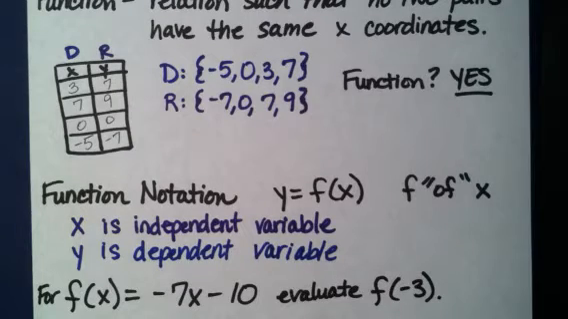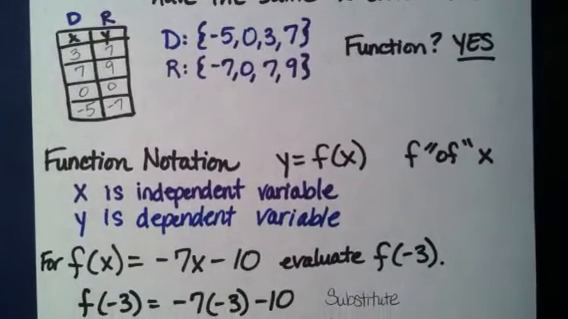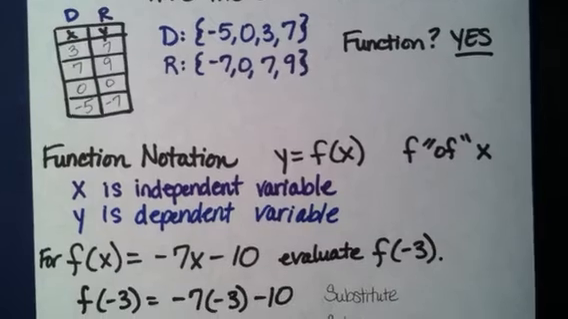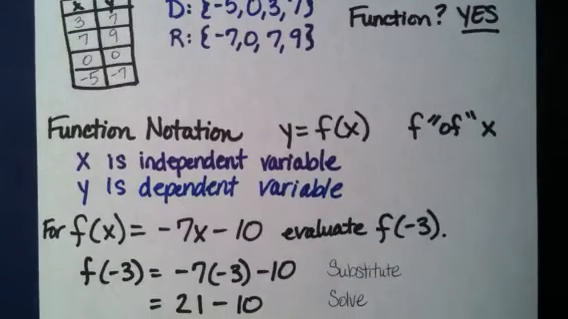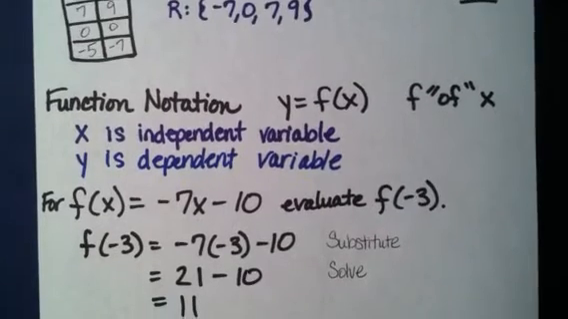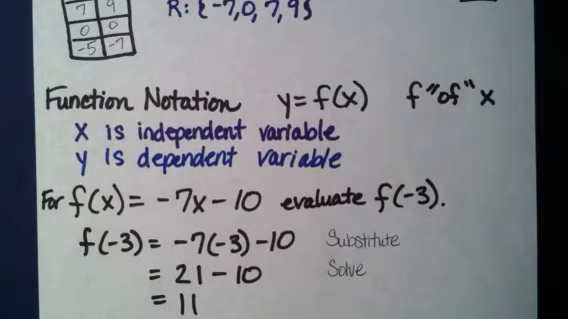For f of x equals -7x minus 10, evaluate f of x when x is -3. So if we do f of -3, we're going to substitute -3 any place that we see x. Okay. -7 times -3 is 21. 21 minus 10 is 11. So the solution to f of -3 when f of x is -7x minus 10 would be 11.